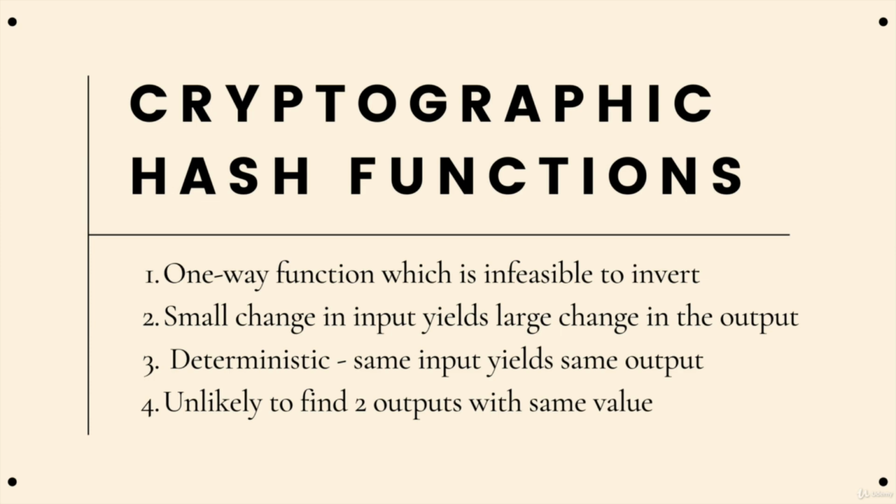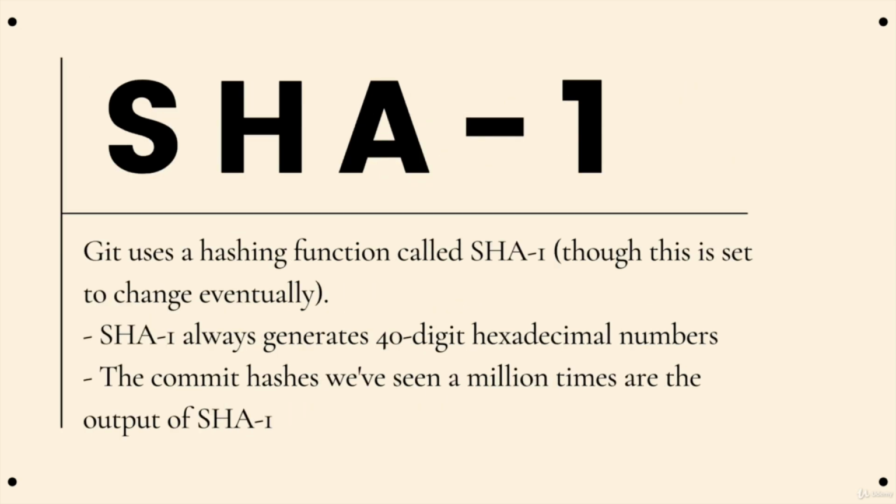Now we're talking about Git here. We're not talking about cryptography. We're not talking about authentication or cryptocurrencies, but Git uses one of these hashing functions called SHA-1. Although this actually is set to change eventually. It's something that the group behind Git has said we plan on changing. We don't know when, and it's going to be a nightmare to change, but we plan on it at some point. But at the end of the day, there will be some replacement that will be just another hashing function.